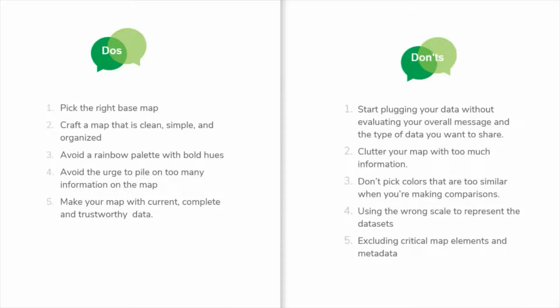And you don't want to exclude critical map elements because they're part of communicating what you want the overall map to show, especially the metadata components and your key or legend, so that people who are looking at the map can interpret it using those tools.